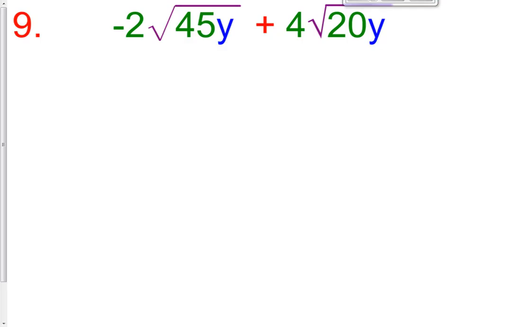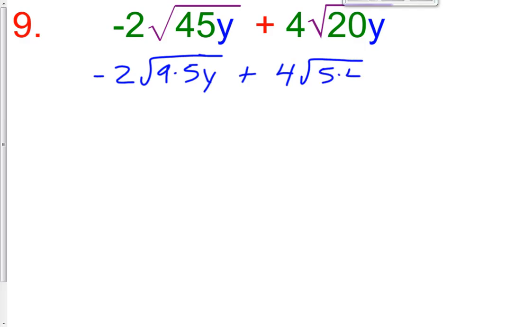Moving on, problem number 9. We're going to try to break down these radicals. Why don't you guys pause the video and try this one on your own. It's very similar to problem number 8. After you've tried this one on your own, you got a negative 2 square root 9 times 5y plus 4 times square root 5 times 4y.